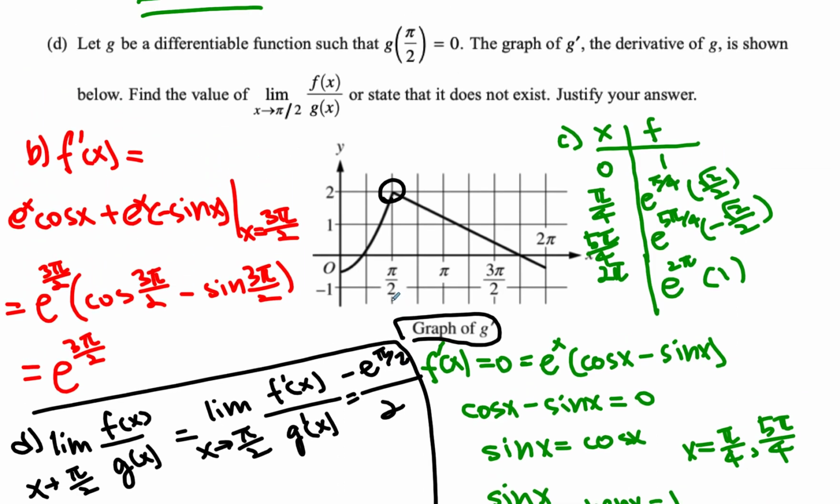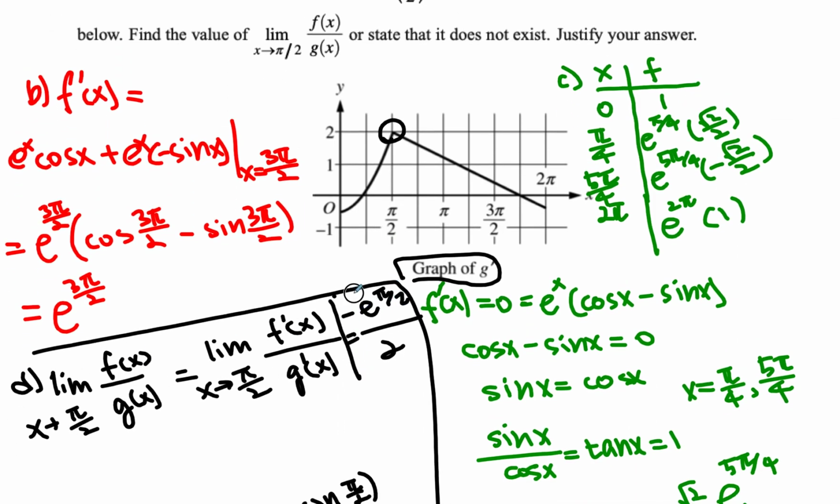So therefore, what is our final answer? Our final answer is right over here: negative e to the pi over 2 divided by 2.